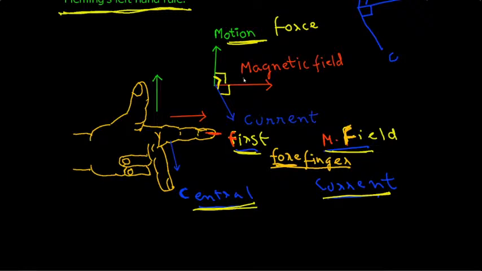Now, if the forefinger, first a four, first a field, if the forefinger indicates the direction of the magnetic field and the central finger indicates the direction of the current, then the thumb will indicate the direction of motion of conductor.